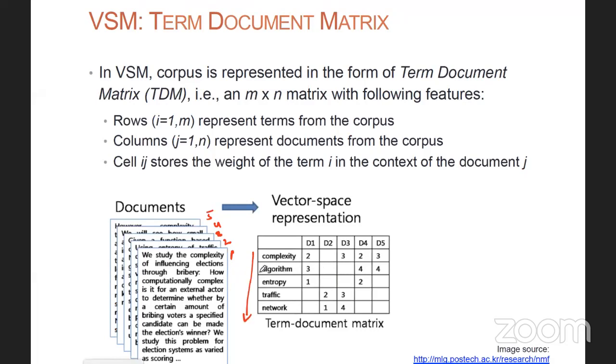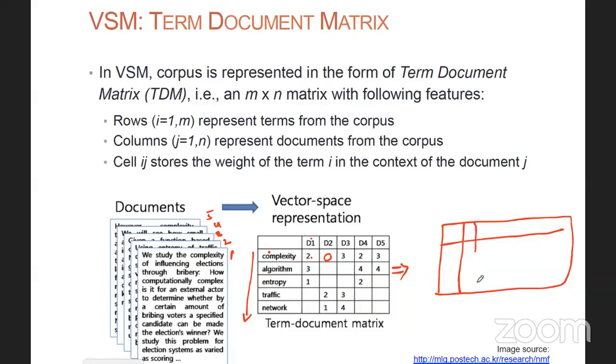Then I'll check how many times the word "complexity" has occurred in document 1: 2 times. The word "complexity" has occurred in document 2: 0 times. Document 3. So like that, I'll find out the frequencies of these words in the corresponding documents. I'll fill this matrix, and then I'll transpose this matrix. When I transpose, I'll get this. So this is word 1, complexity, word 2, word 3, like this. And then this is the first document, document 1, document 2, document 3.